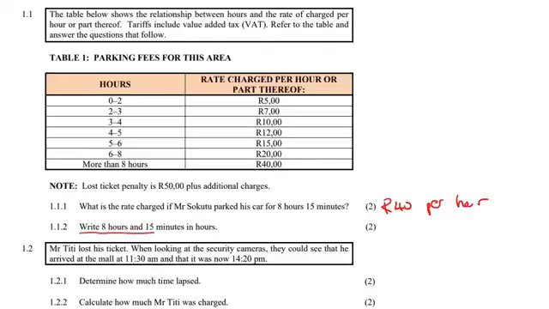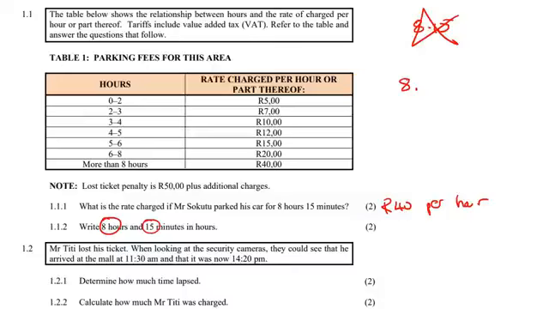Now they want you to write 8 hours and 15 minutes in hours. Now a lot of learners get this wrong because they do this 8.15. Not correct at all. You got to be careful. The 8 is correct. You can say 8 point. Now 15 minutes, you got to try think about what fraction is that of an hour.